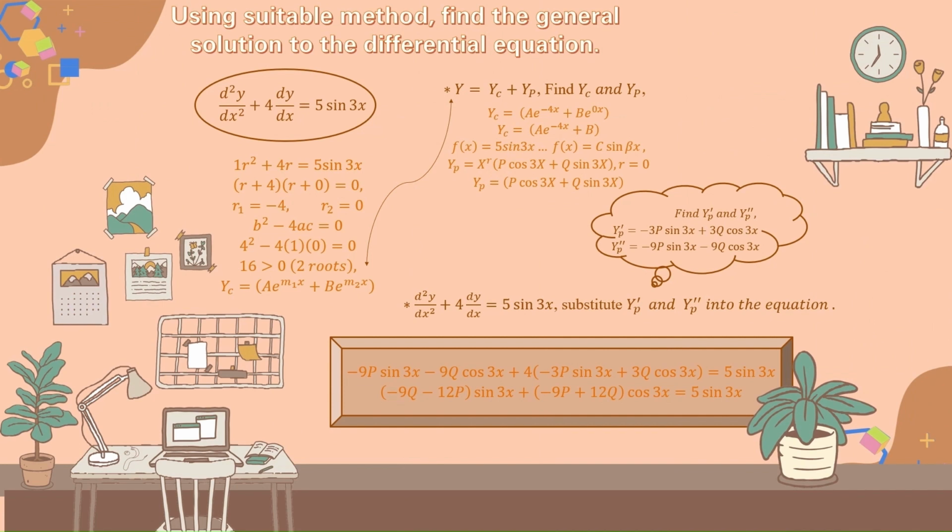The question is, using a suitable method, find the general solution to the differential equation d2y over dx squared plus 4 dy/dx equals 5 sin 3x.